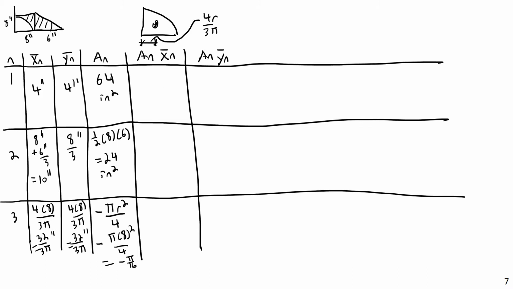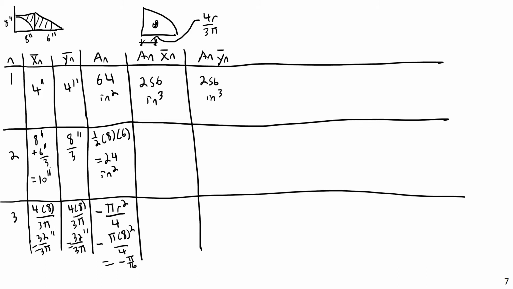This is going to be 64 times 4. What is that going to be? 64 times 2 is 128, and then 256. And that would have units inches to the third power. And the same thing for the A_n y bar_n. That would be 256 inches to the third power.